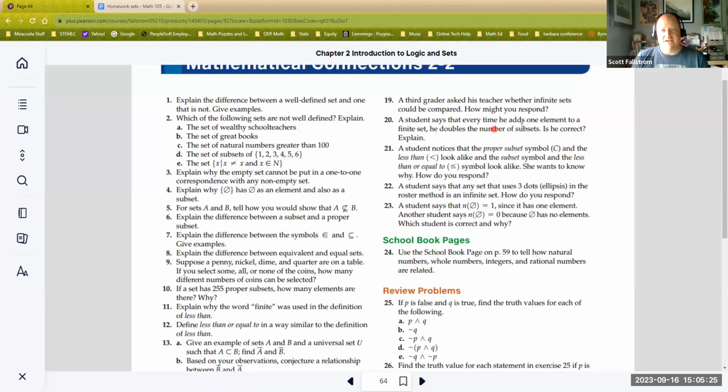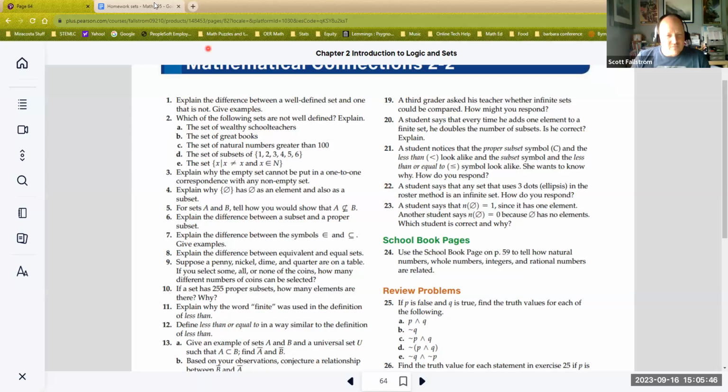A student says every time he adds an element to the finite set, he doubles the number of subsets. I've now given a couple explanations of why that would work. Is the student correct? Yes or no? And then explain. So again, what a great thing from a student to start to see that connection.